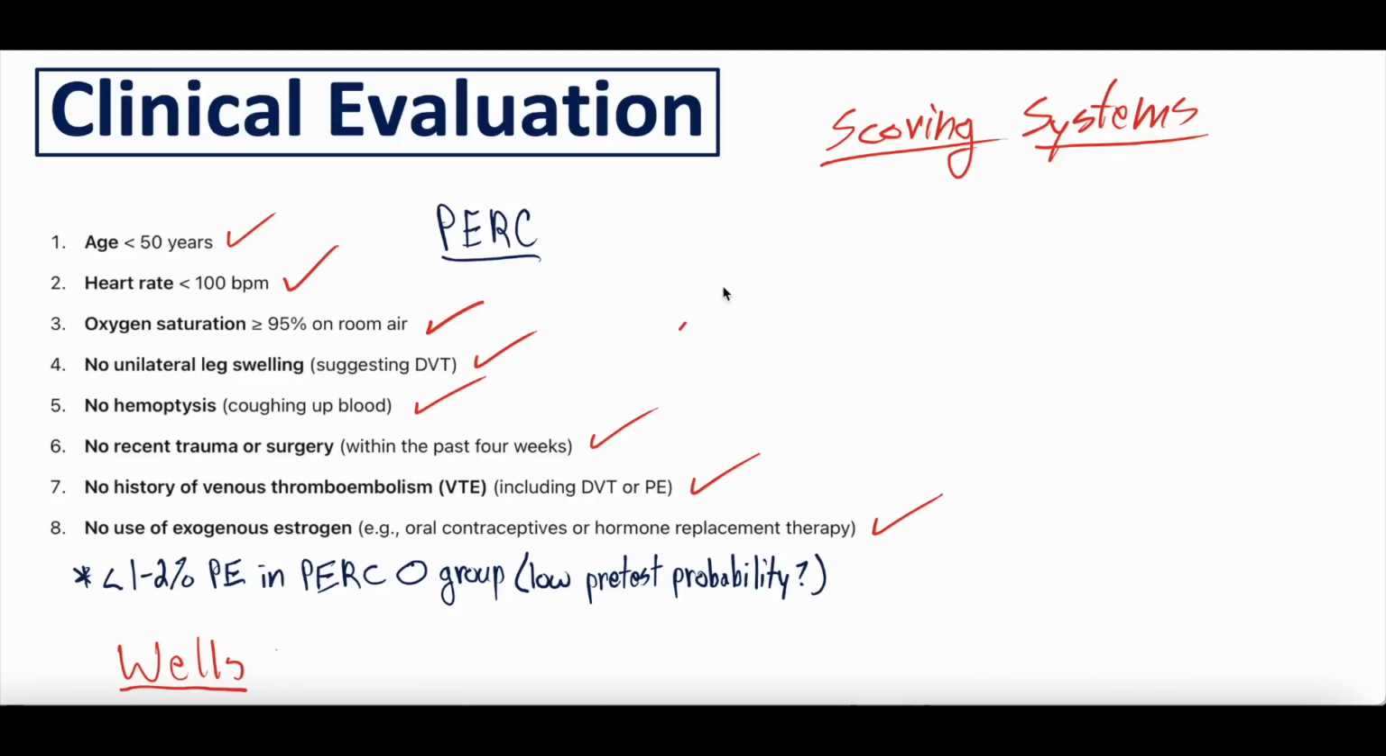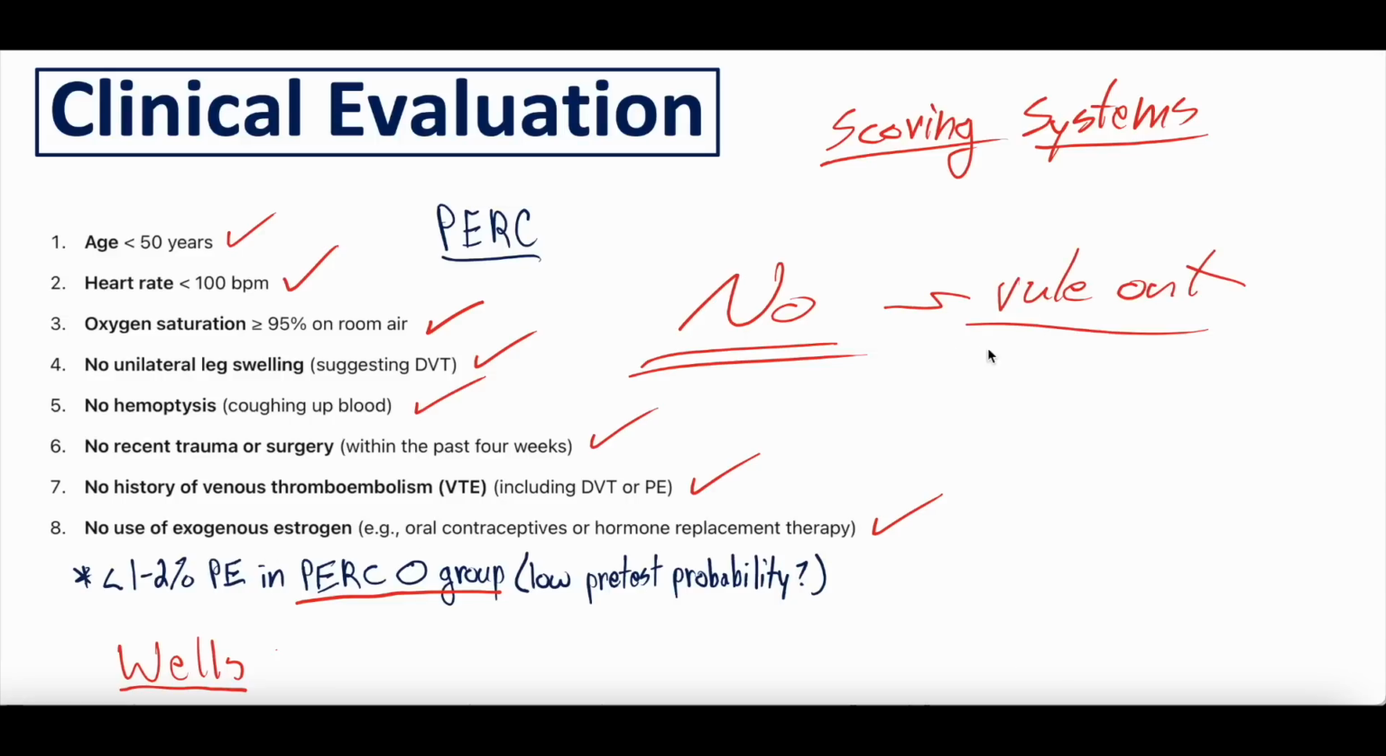If the answer is no to all of these, and it has to be all of these, PERC 0, all of these are negative, then a lot of people would suggest this rules out pulmonary embolism. You don't need to continue working it up. But in reality, when they study it, it just means that the risk of pulmonary embolism is really less than 1 or 2%. So we do use PERC 0 as a rule-out criteria, and it's been studied that way, and a lot of societies endorse it in that manner. So if you're PERC 0, a lot of people would suggest you do not need to further work up pulmonary embolism. Okay, but just know that this is not 100%. It's close to 100% to rule out pulmonary embolism, but it's not 100%.